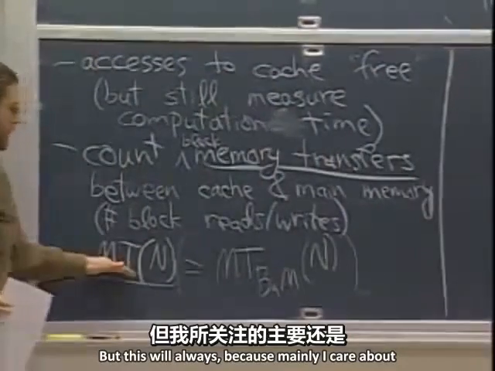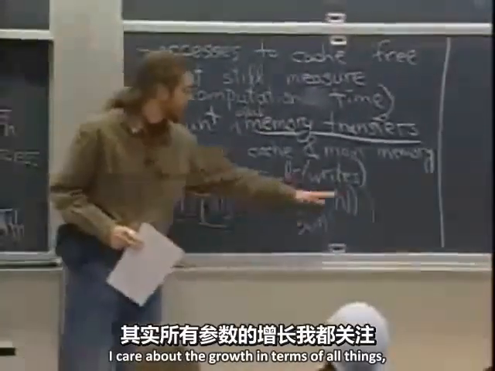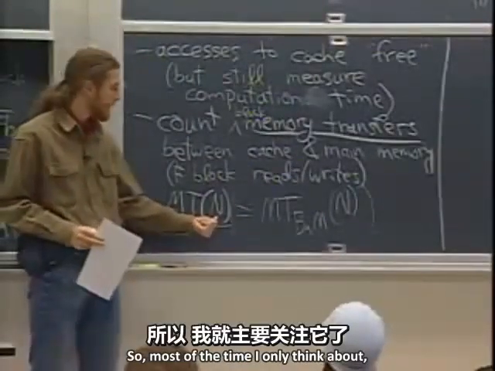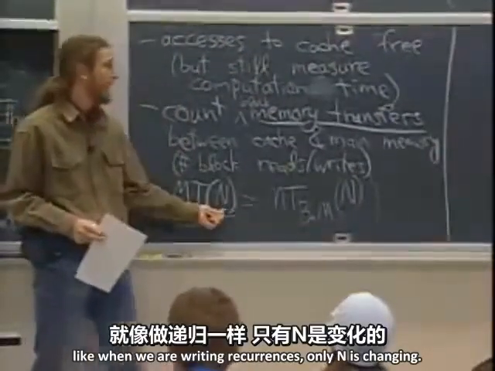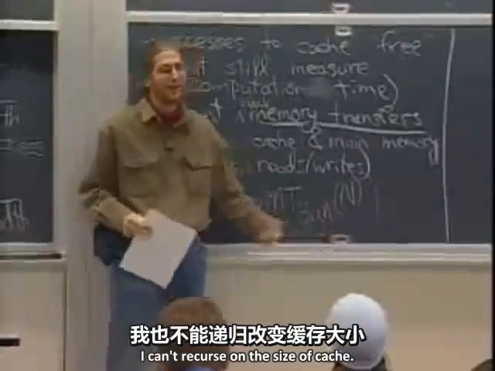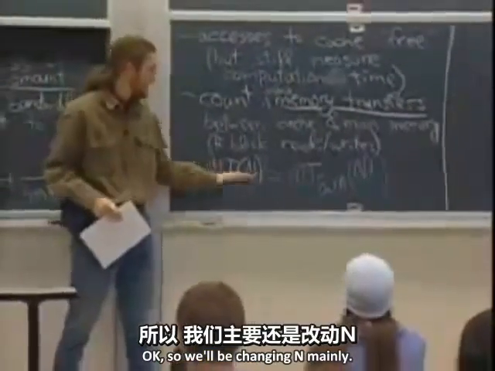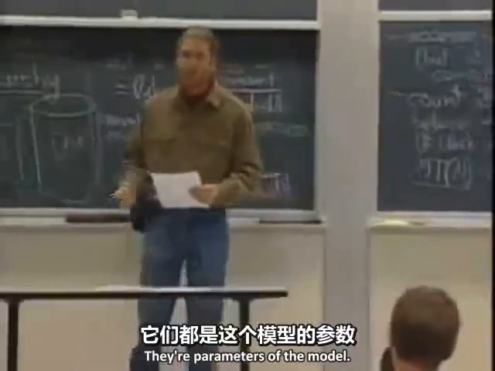Mainly I care about the growth in terms of n. Well, I care about the growth in terms of all things, but the only thing I can change is n. So most of the time, when we're writing recurrences, only n is changing. I can't recurse on the block size. I can't recurse on the size of cache. Those are given to me. They're fixed. Okay, so we'll be changing n mainly. But B and M always matter here. They're not constants. They're parameters of the model.